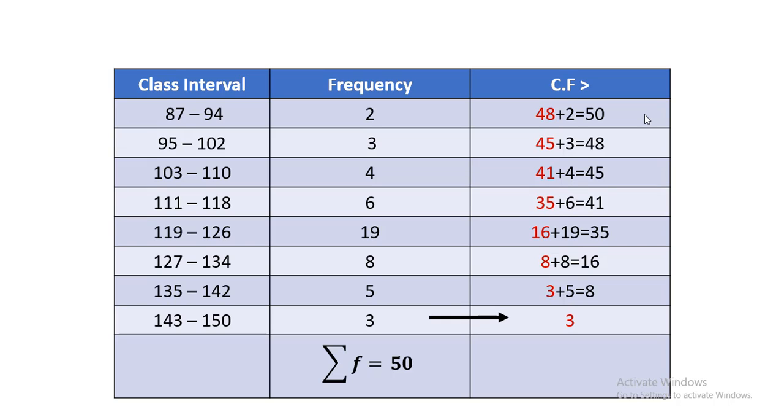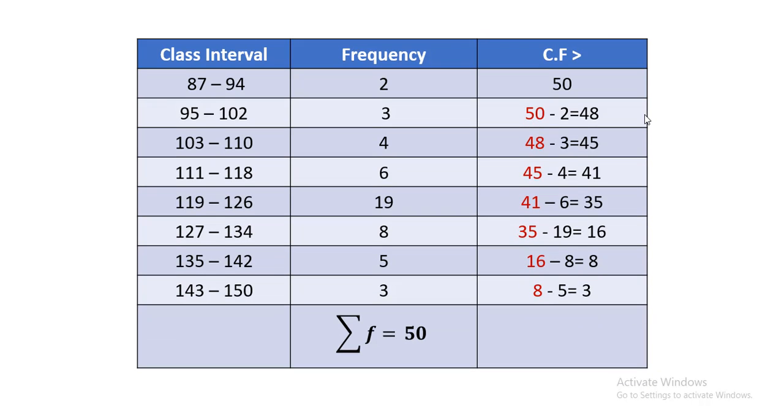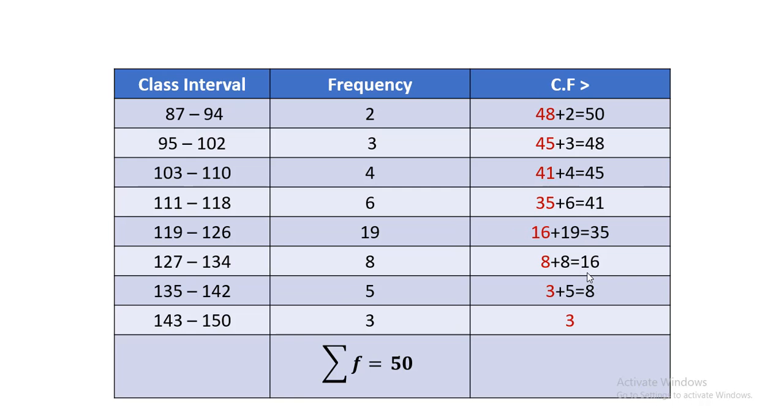Okay, so this is how you can calculate CF. You can use this additive method or you can use this subtractive method. That is completely up to you. You start with the max, the summation f, and move forward gradually, or you start with the bottom, that is the last class frequency, and move towards the highest, that is 50. You use the subtractive method or the additive method, both will give you the same answer.